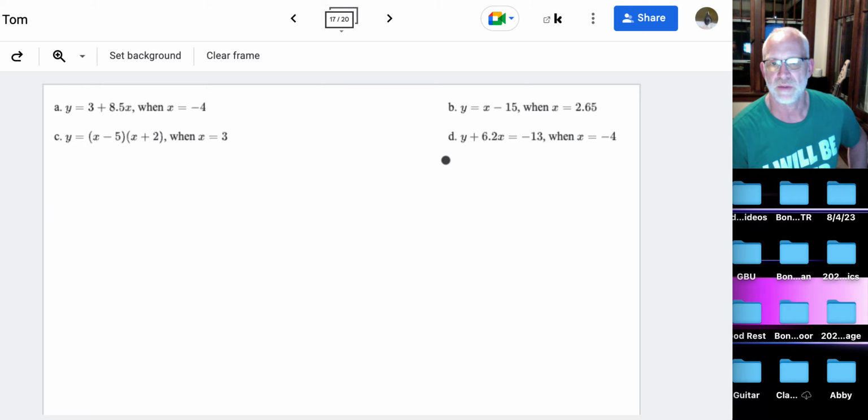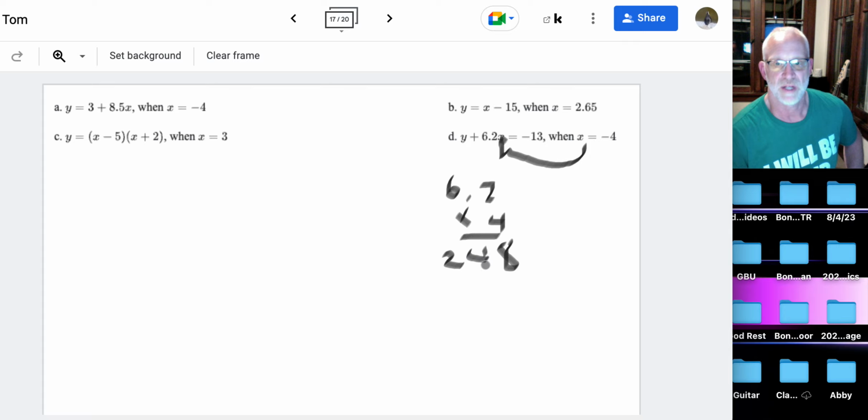Noah helped me with this one. We had y plus 6.2 times x equals negative 13, and they said put negative 4 in for x. So we want 6.2 times negative 4. I've got 824. Move the decimal over once. Sorry. So now we got negative 24.8.